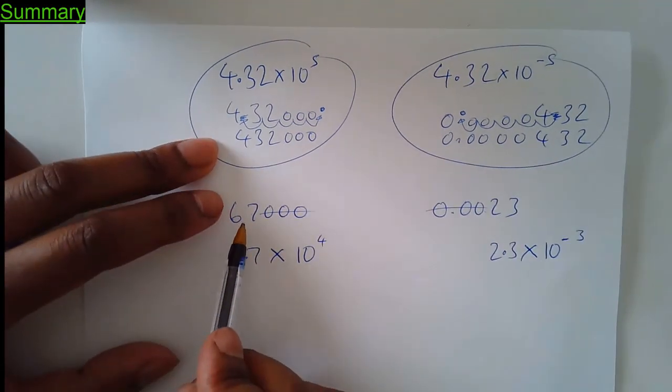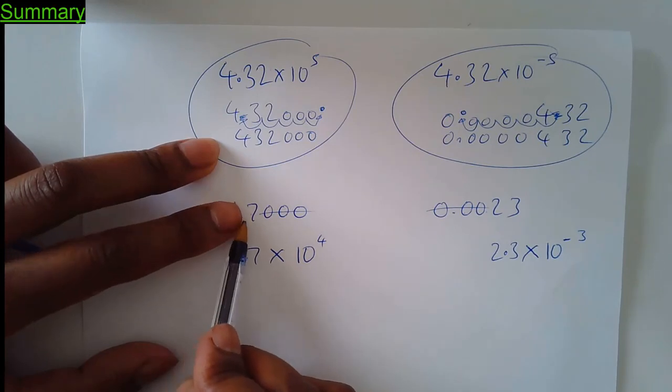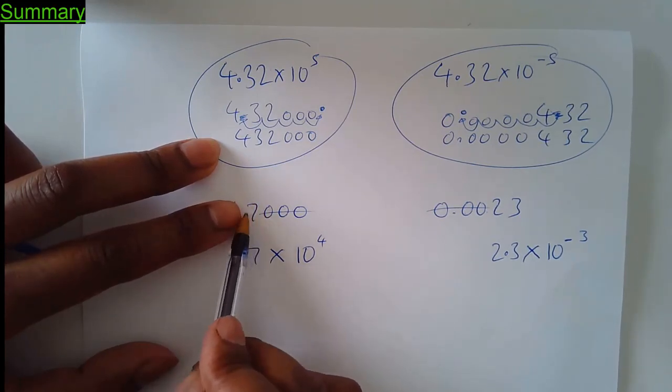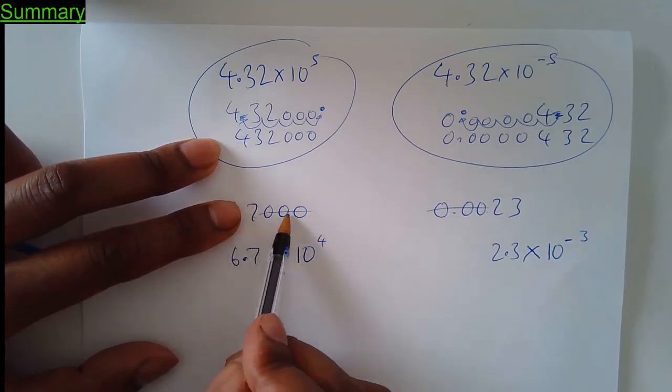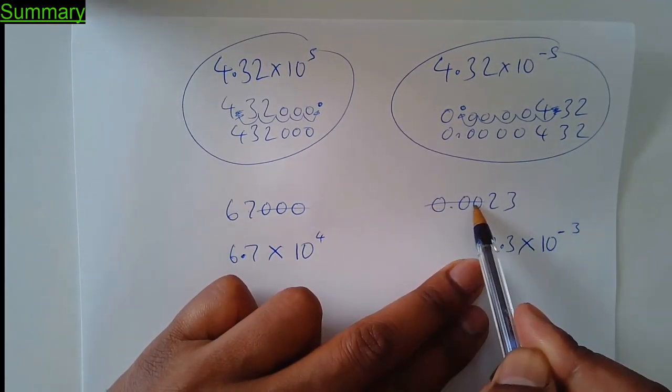Here, I've counted all the digits apart from the first one. So even that one there, the one I didn't cross out. 1, 2, 3, 4. But here, I've only counted the zeros that are crossed off there.